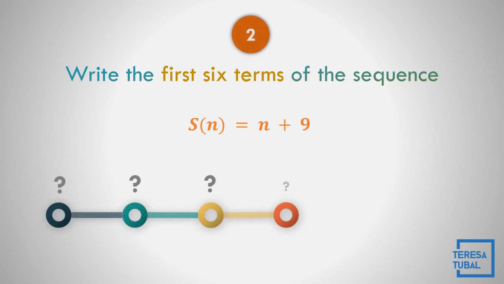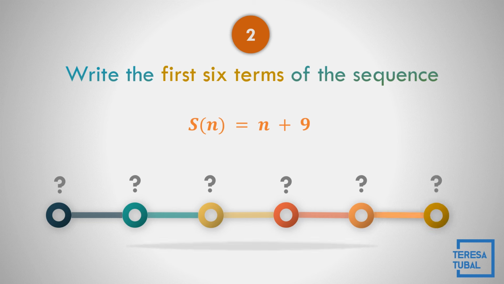How about this one? Let us identify the first six terms of the sequence S of n is equal to n plus 9. We need to replace the value of n from 1 to 6. So if we replace n by 1, that becomes 1 plus 9 is equal to 10. 2 plus 9 is equal to 11. 3 plus 9 is equal to 12. As you can see, the pattern is plus 1. So the next terms are 13, 14, and 15.